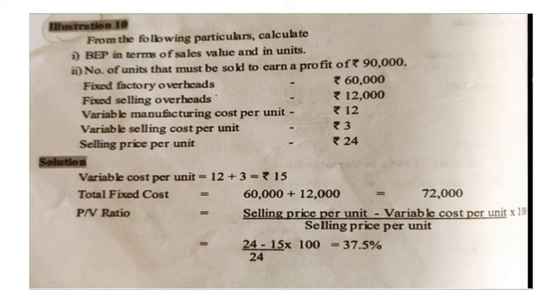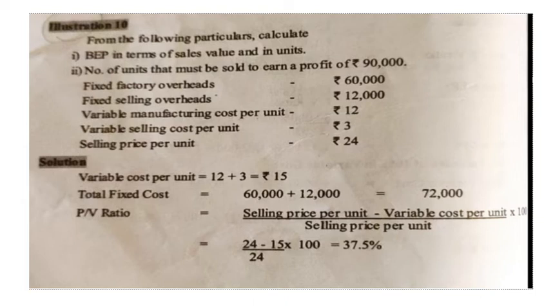In this video, we will be discussing cost volume profit analysis problems, illustration 10. From the following particulars, calculate the break-even point in terms of sales value and in units. And the second question is the number of units that must be sold to earn a profit of rupees 90,000. So we are supposed to calculate the break-even point in terms of sales value and in units. Then the second question is the number of units that must be sold to earn a profit of rupees 90,000. So how many units are to be sold to earn a profit of rupees 90,000?